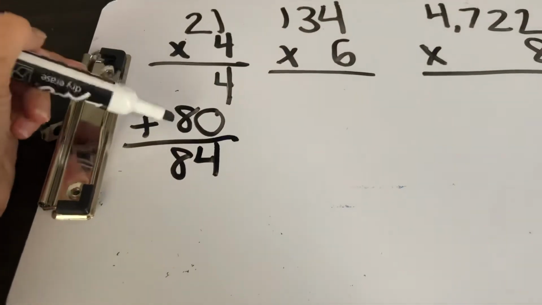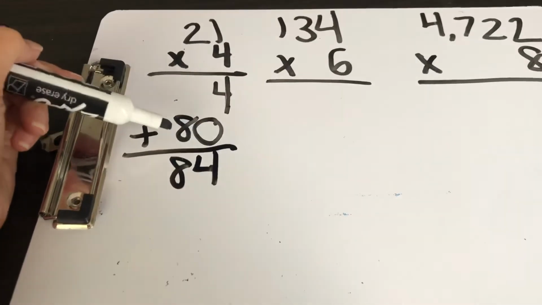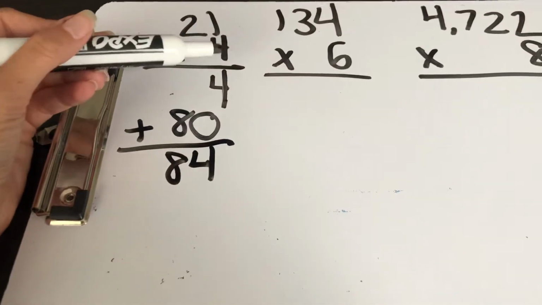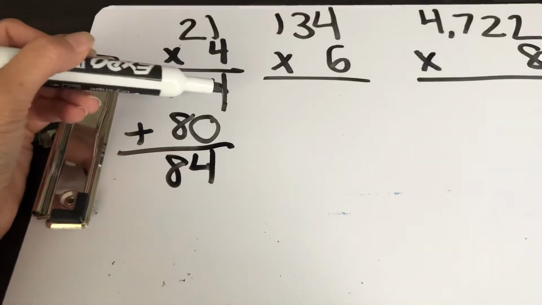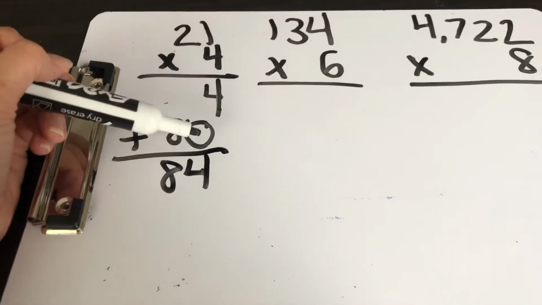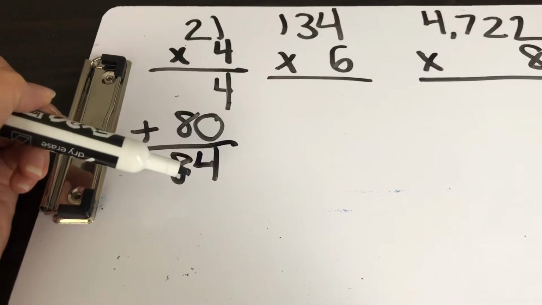These parts here, that's what we call the partial products, because the product is when you multiply, you get an answer. So this is a product and this is a product. They are both part of the total product, which is 84.